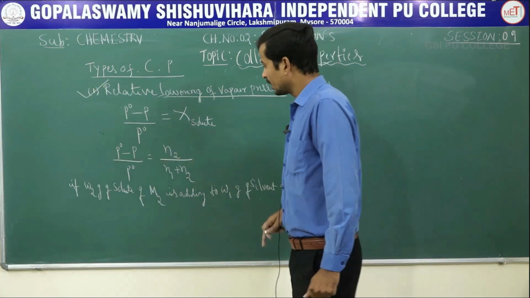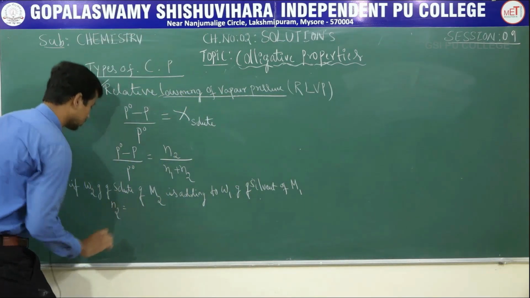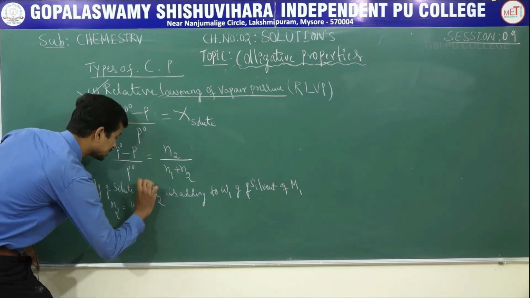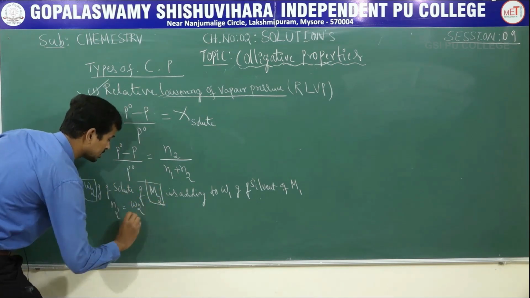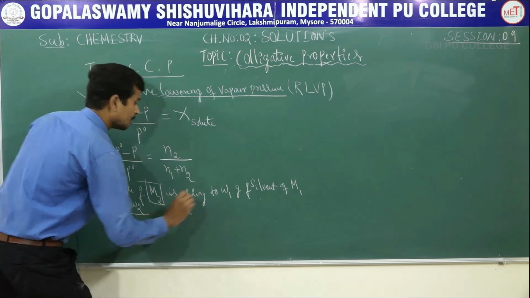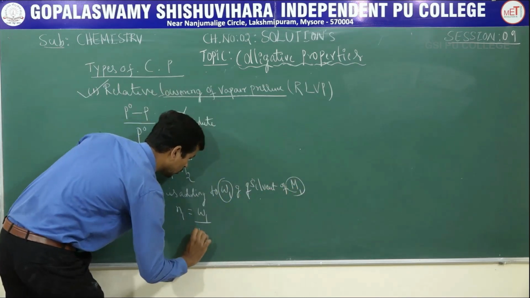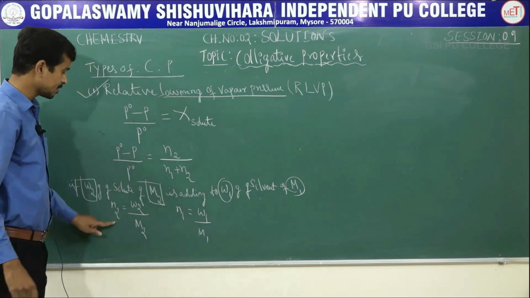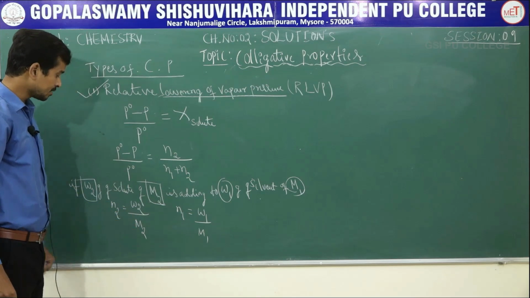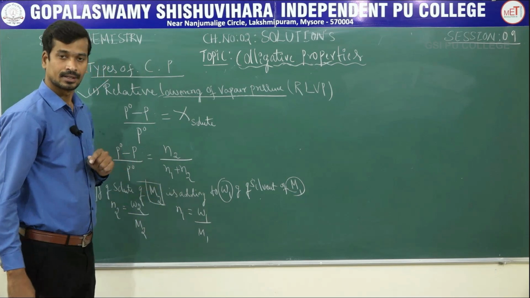Clear? How to define the number of moles? How to calculate N2 as the number of moles of solute? Mass of the solute is W2 gram, and the molar mass of the solute is M2. Number of moles of solvent is the mass of solvent W1 divided by the molecular mass of solvent M1. Very simple. N2 is equal to W2 divided by M2, the mass of solute and molecular mass of solute, and N1 is the mass of solvent and molecular mass of solvent.